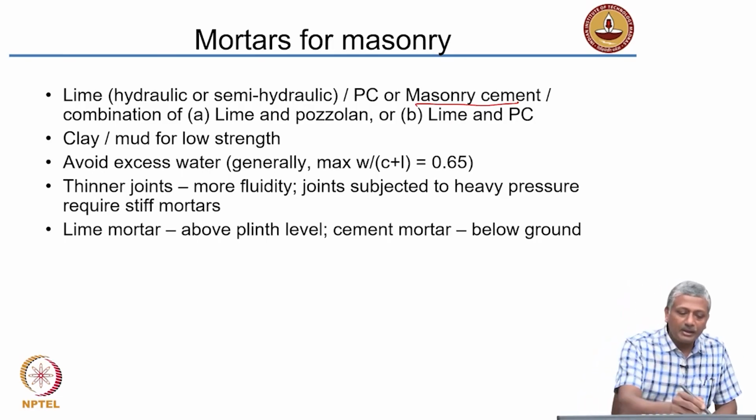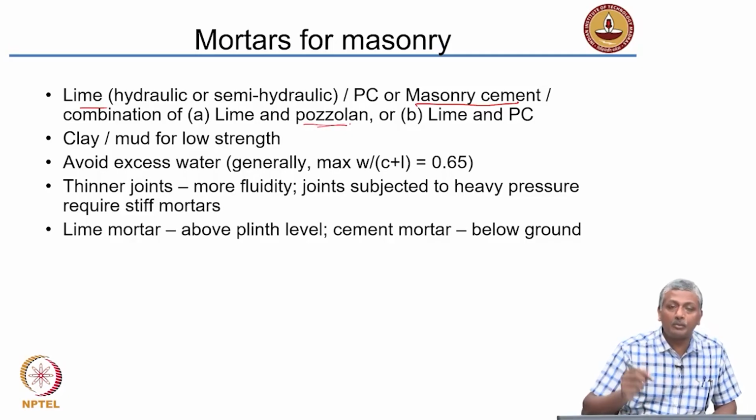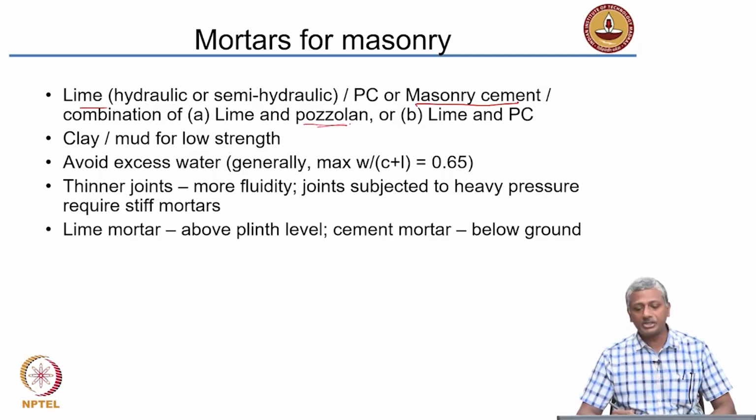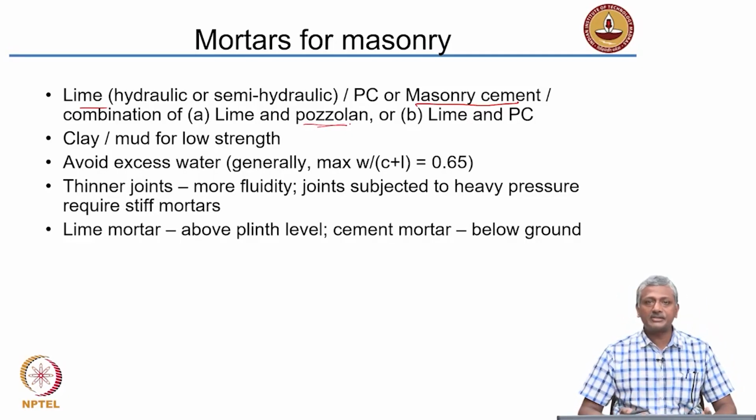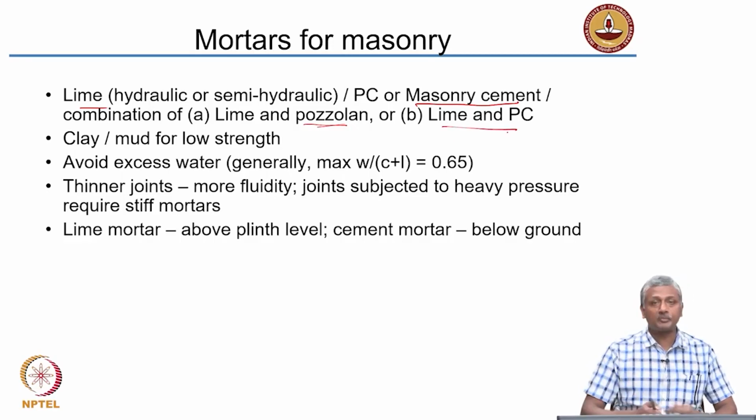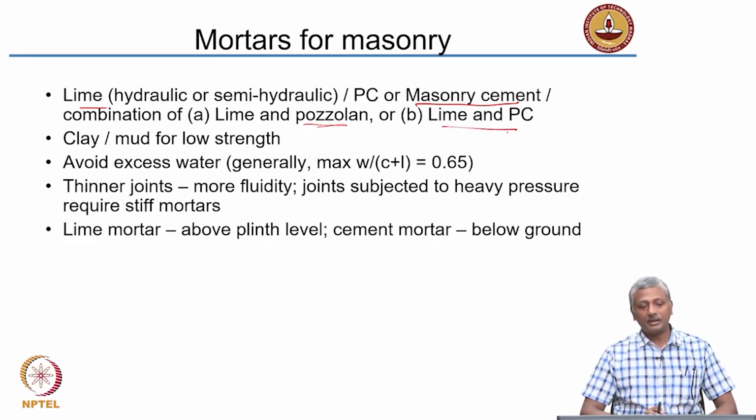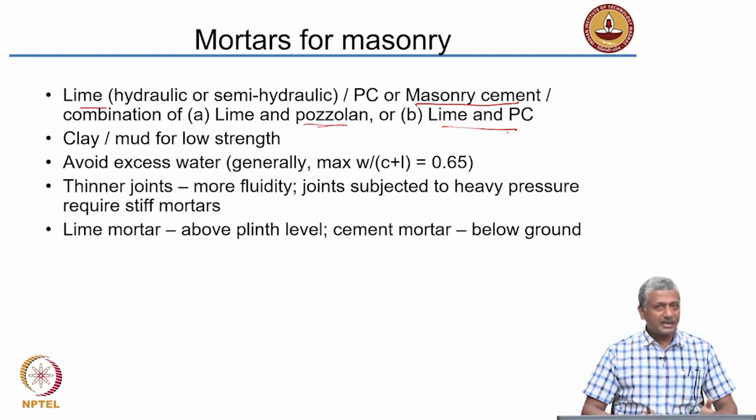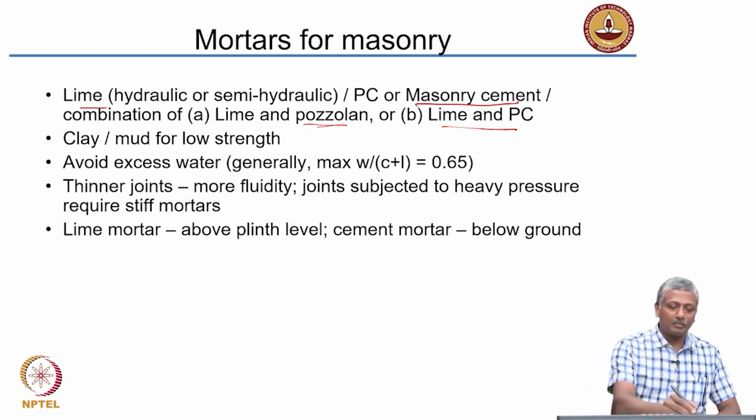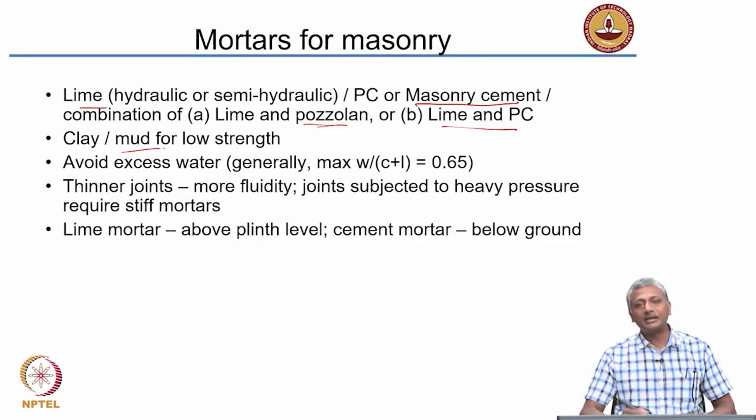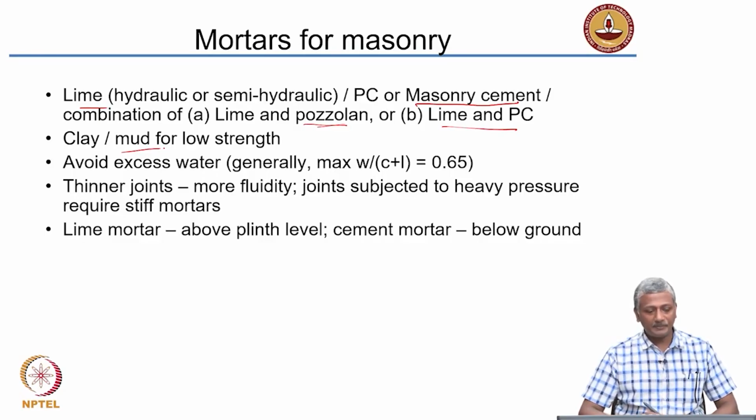Now sometimes limes are used in combination with materials called pozzolans like fly ash or volcanic ash, and then in some instances you may find that lime and Portland cement also are mixed together. Okay. In certain cases, as I said, in rural areas they use clay or mud mortar, but those actually end up making low strength masonry.